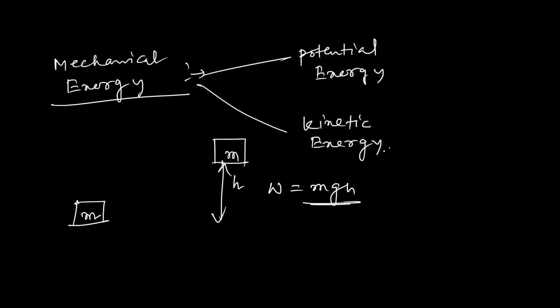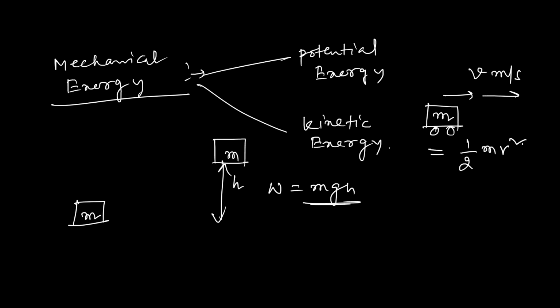Now, kinetic energy. Kinetic energy means when the object is in motion. Suppose I have an object which has two wheels. It has a mass of m and it is moving in this direction with a velocity of v meters per second. So what is the kinetic energy of the object? It is defined as half of m v square. There is a proof of kinetic energy, showing how we derive the formula of half m v square, but we'll know it later.